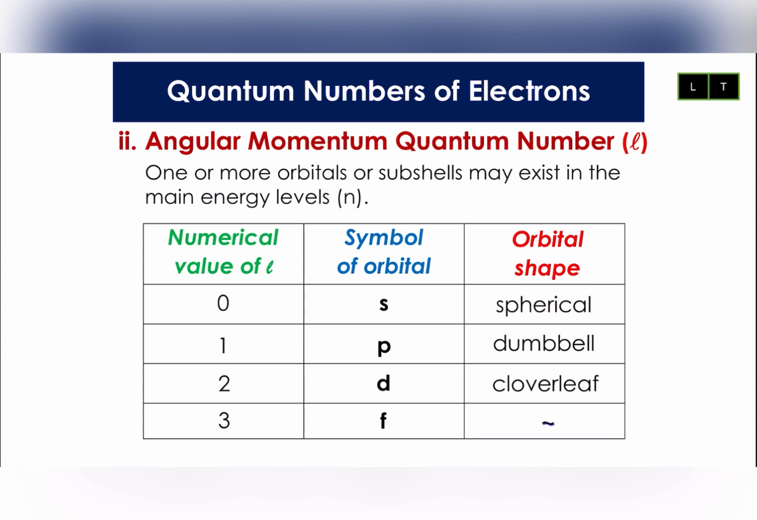The orbital shape is formed depending on how we observe the electron cloud surrounding the nucleus of an atom. That's why for the S orbital, we can see the electron cloud makes up a spherical shape. That's why we have the S orbital when L equals 0, and the shape is spherical.